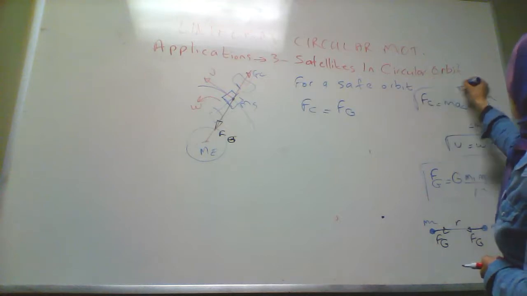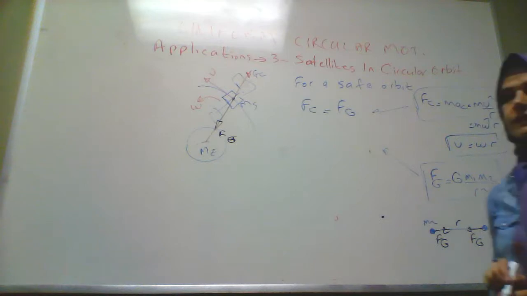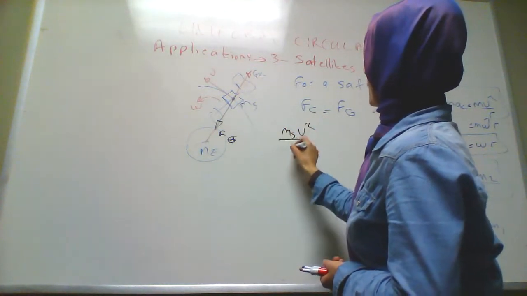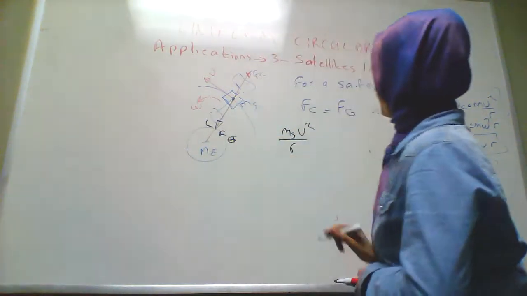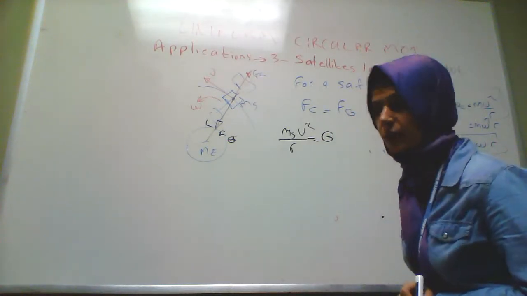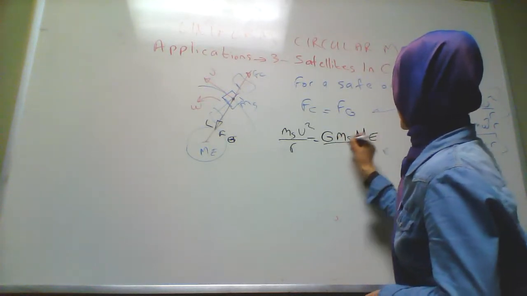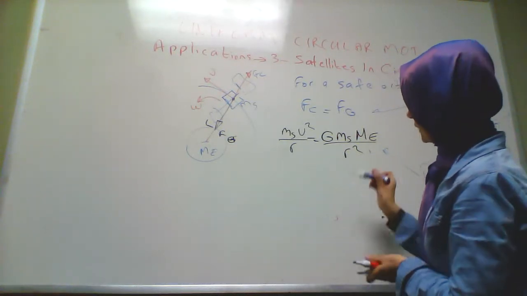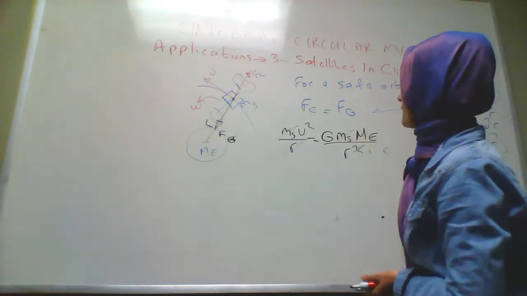Now entering these values for the satellite: the centripetal force for the satellite, m satellite times v squared over r, where r is the distance between the Earth and the satellite, is equal to the gravitational force by Earth, the universal gravitational constant, times m satellite times m Earth, divided by r squared. These two forces should be equal to each other. From here, we can calculate the velocity of the satellite for a safe orbit.